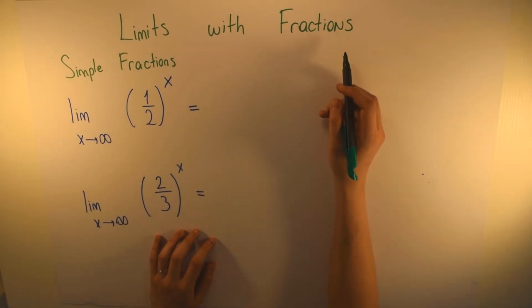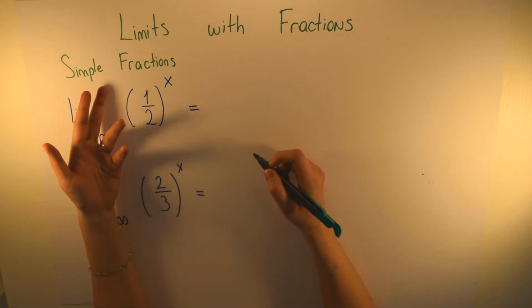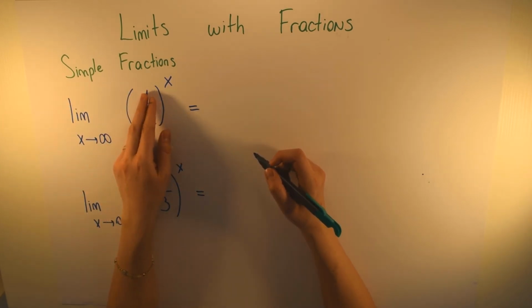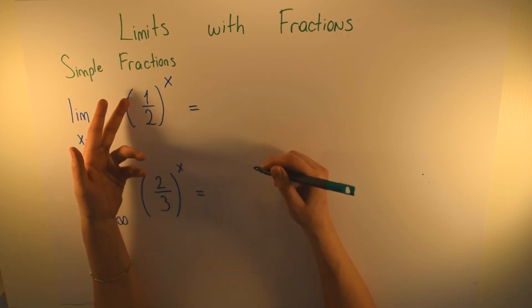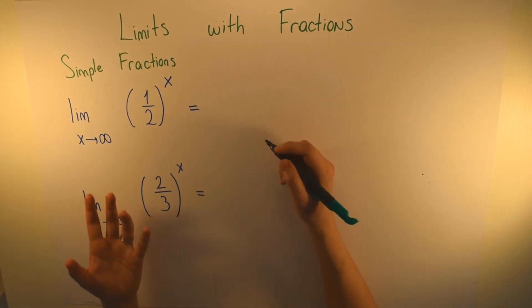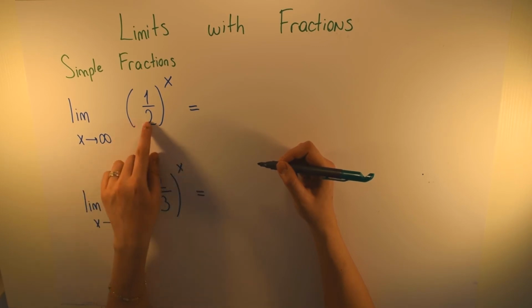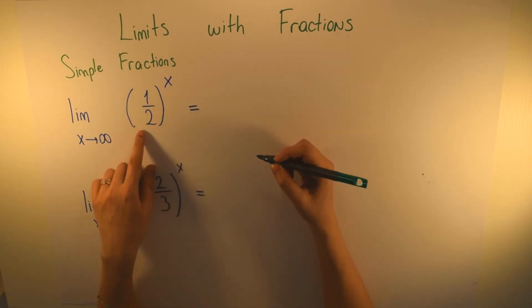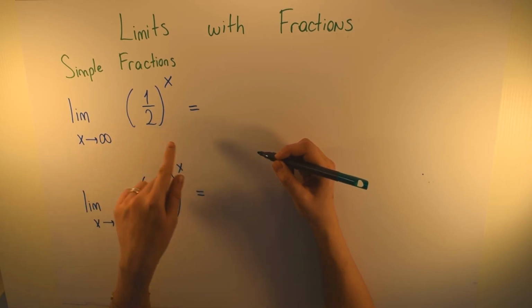Limits with fractions. Let's start with simple fractions. Let's see what happens when we have a simple fraction and how we find the value of its limit. As you know, simple fractions are between 0 and 1, right? As you can see here, we have the limit as x approaches infinity of 1 over 2 to the power of x. Here 1 over 2 is a simple fraction. It's between 0 and 1.